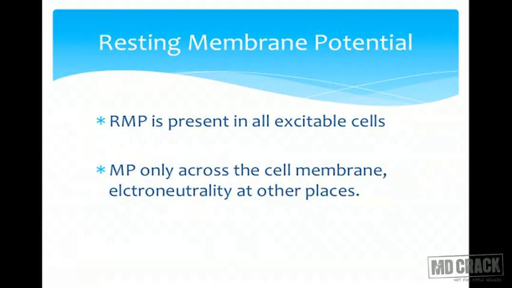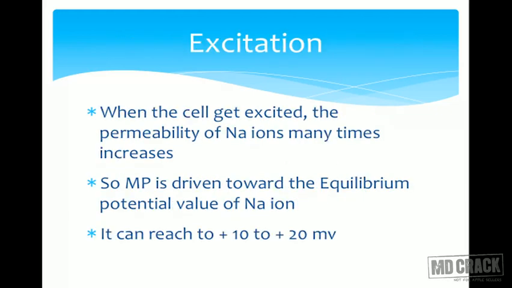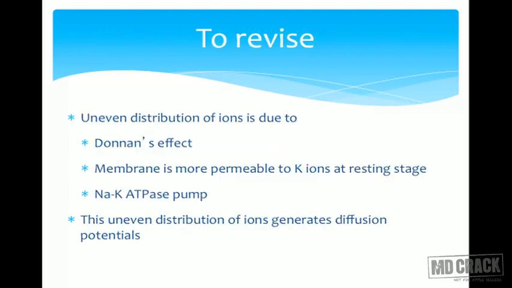Resting membrane potential is present in all the excitable cells. That means when they are excited, there will be a change in the resting membrane potential. Membrane potential exists only across the cell membrane, with electroneutrality at the other places. This important point you have to remember. It is only across the cell membrane. Whenever the cell gets excited, the permeability for the sodium ions may increase many times, and ultimately the membrane potential will be drawn towards the equilibrium potential value for the sodium ions, right?